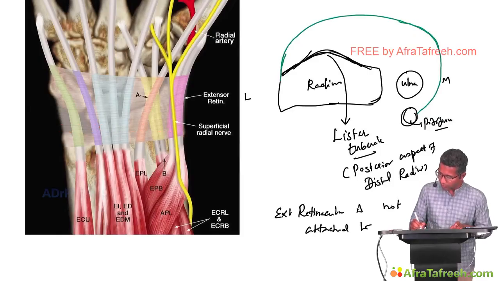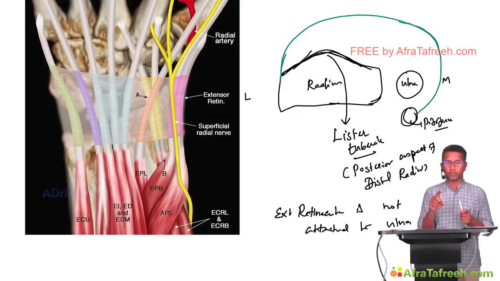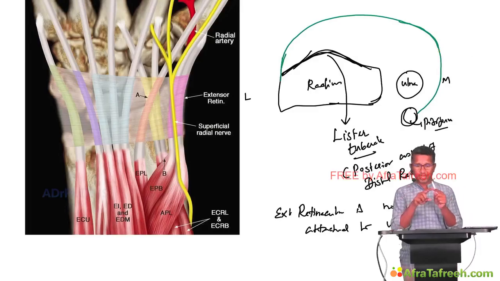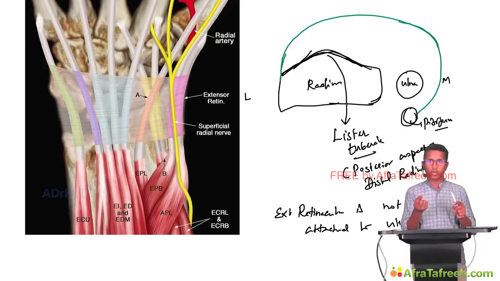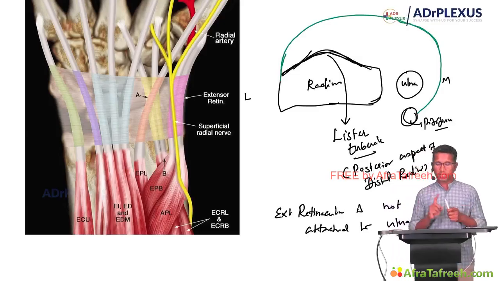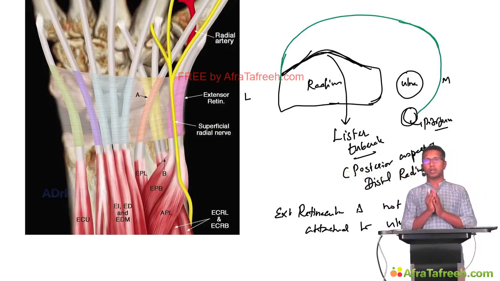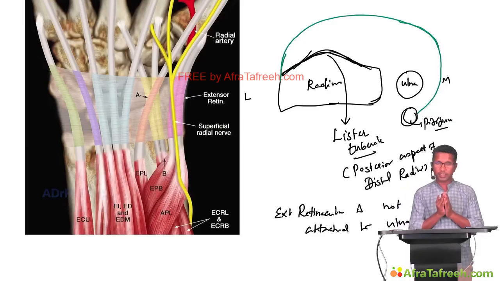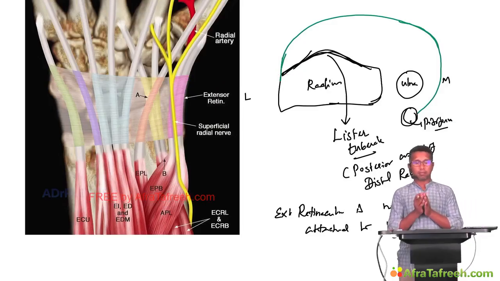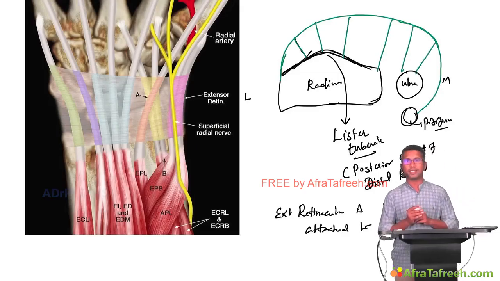If it is attached to the ulna, then you will not be able to do the movements called supination and pronation. If two bones are connected by a fibrous band, you will not be able to rotate them. So you cannot do supination and pronation. So please remember, the extensor retinaculum is laterally attached to the radius, but medially it is not attached to the ulna. Now this extensor retinaculum is divided into 6 compartments. So the first compartment is here, the second, third, fourth, fifth, and the sixth compartment. So you have got 6 compartments here.